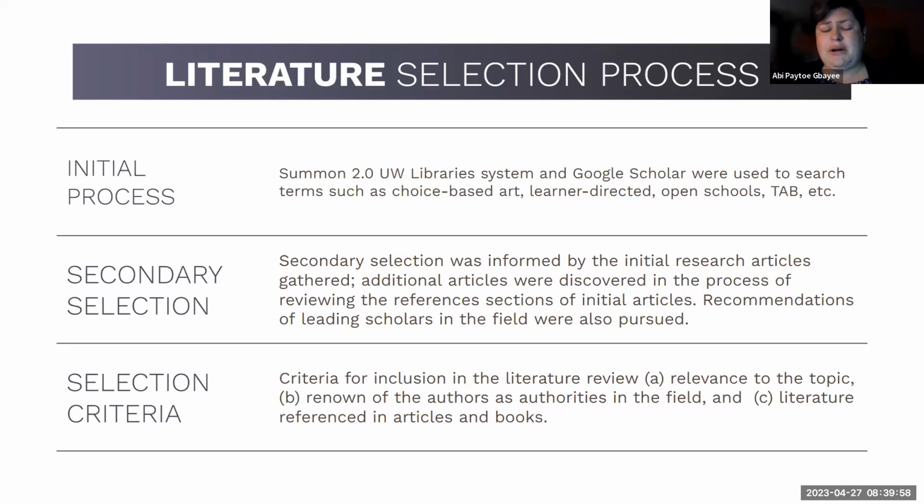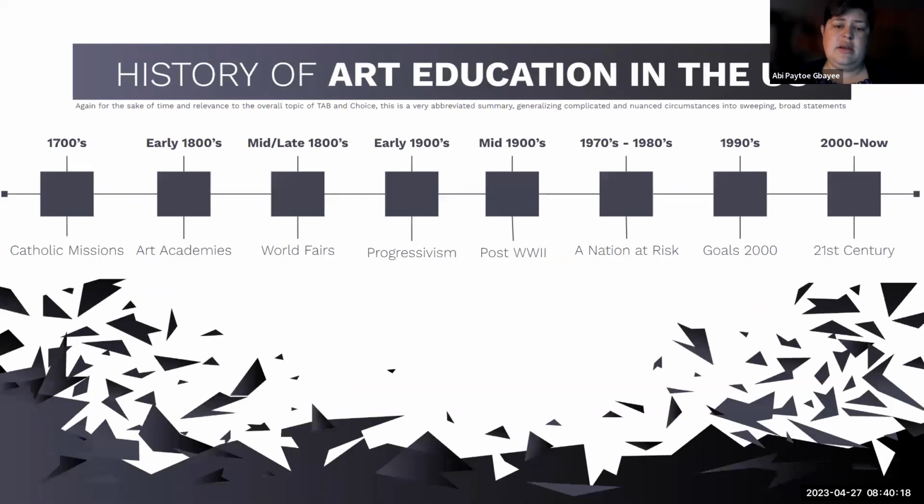I had some people sending me parts of their personal library. And so things that got included in the literature review are really things that are relevant to the topic, have been published by authorities in the art education field, or in the fields related to their methodologies, and then the literature referenced articles and books. And so that's how I picked things to go into this selection process.